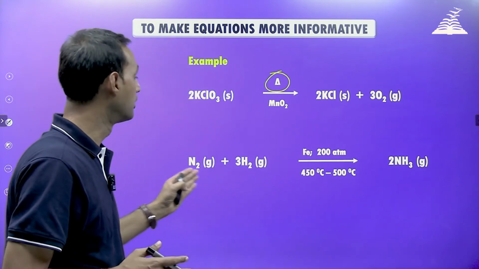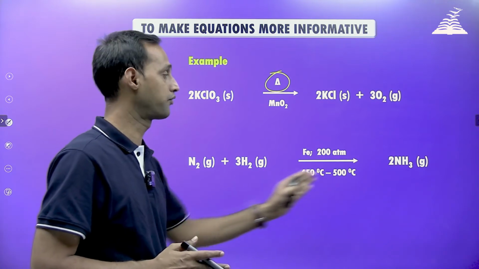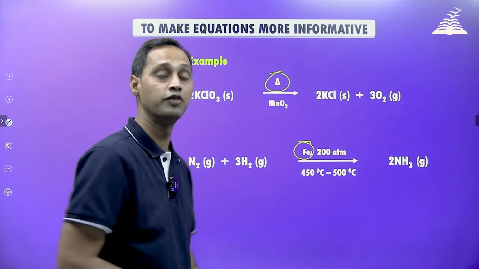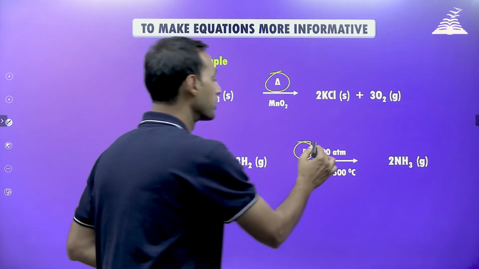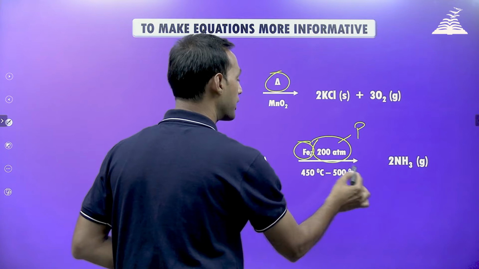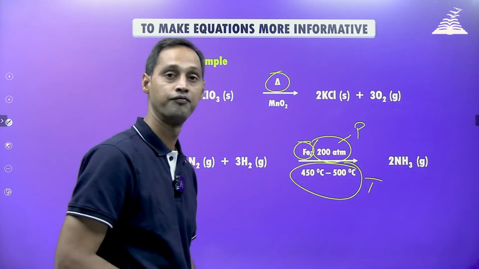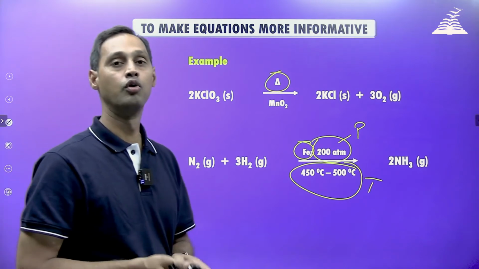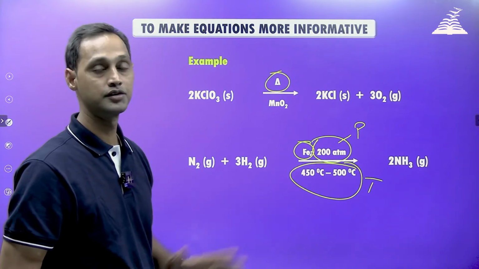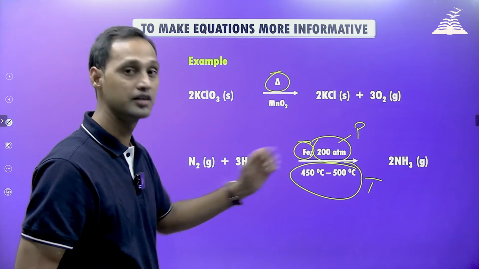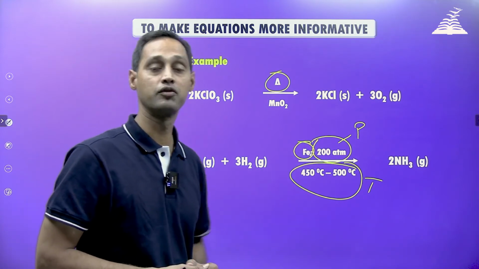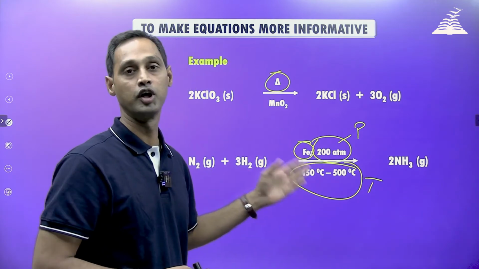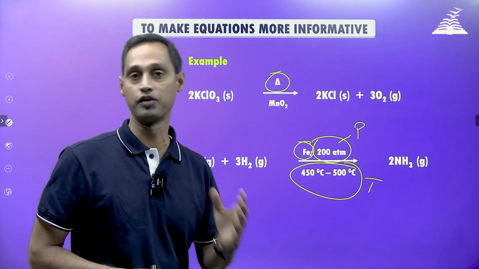Right? If you take a look at this equation, Haber's process, manufacturing of ammonia. In Haber's process, iron is a catalyst. We are writing the symbol of the catalyst. And we are also mentioning pressure conditions and temperature conditions. Right? So looking at this, you will come to know what are the physical states of the substances, and if any catalyst is required, and what temperature is required for the reaction to progress, and what pressure is required for manufacturing ammonia. This is how we can make a given chemical equation more informative.